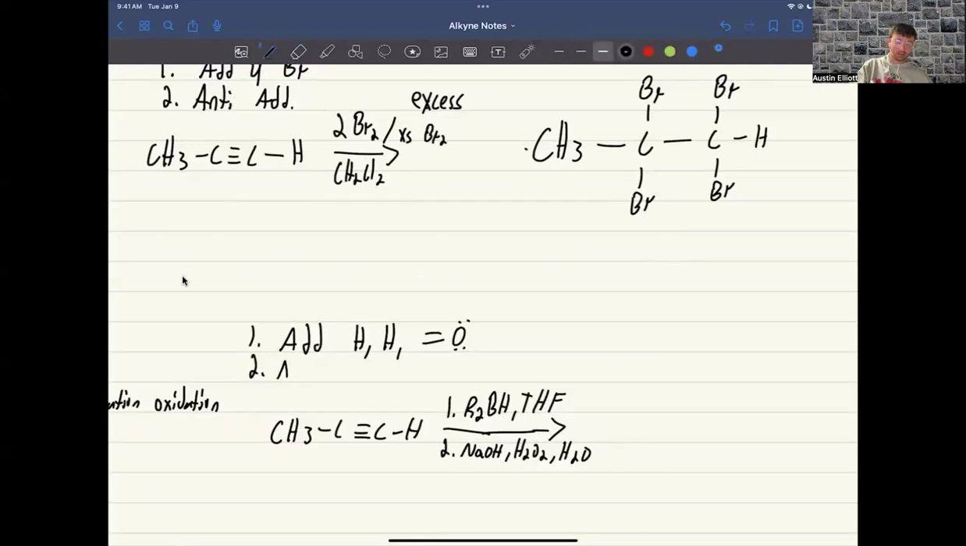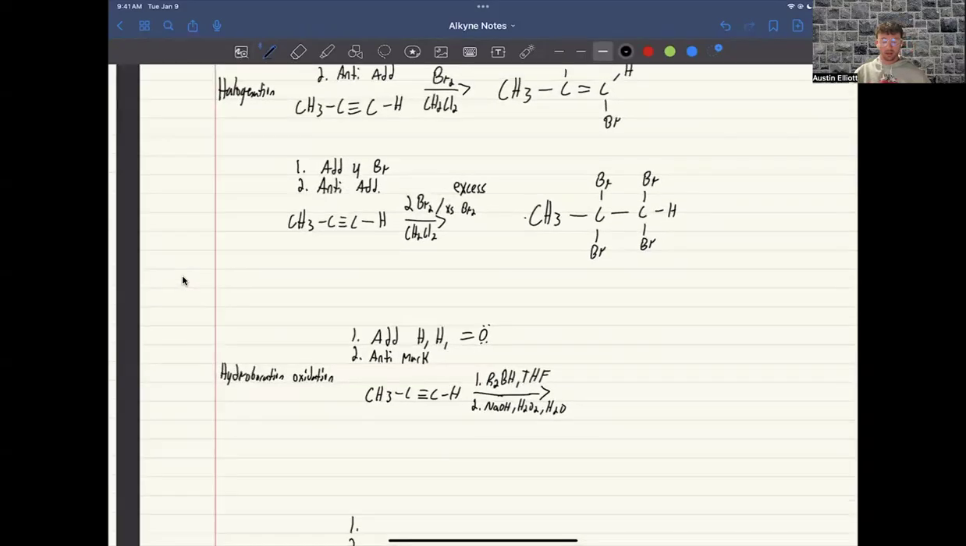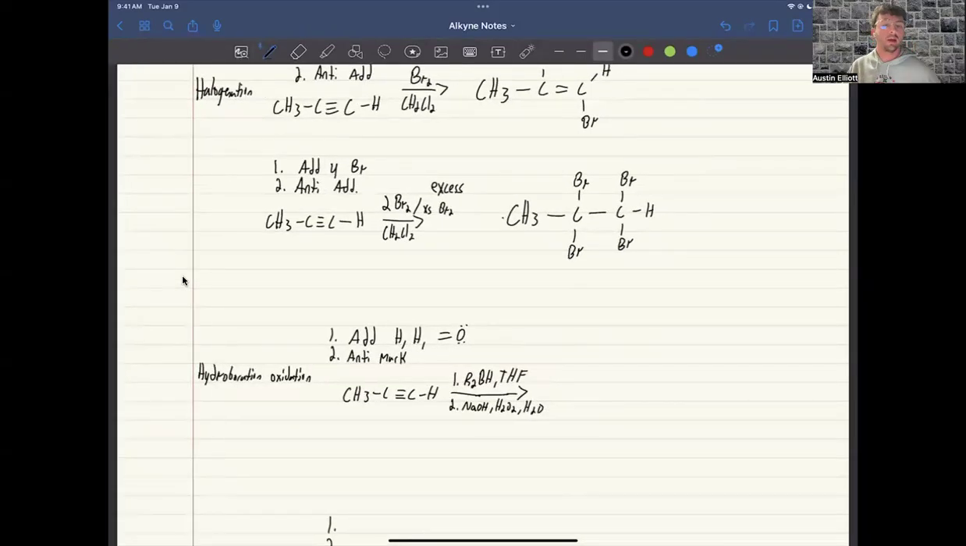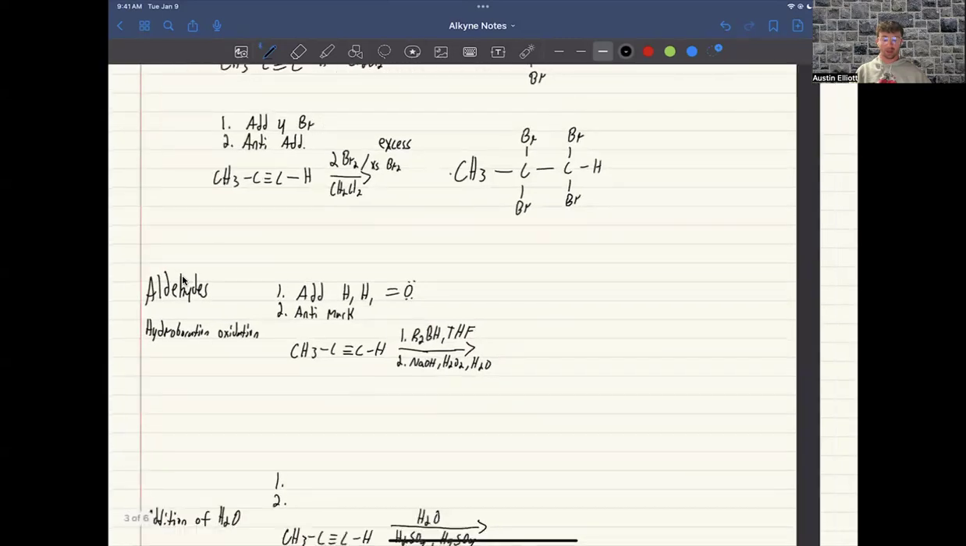And then, like I said, this is anti-Markovnikov. Through the reaction mechanism, this reaction actually creates an alcohol group added, but then mechanistically, the group is moved around and it is turned into, in this case, an aldehyde for hydroboration. So hydroboration creates aldehydes, and that's because it adds to that terminal alkyne position, giving us an aldehyde. And I'll show you that really quickly.